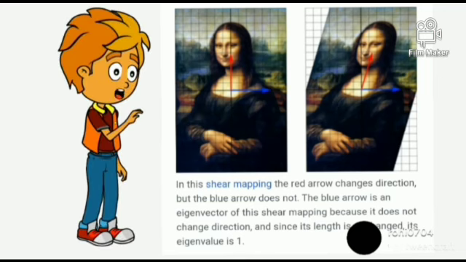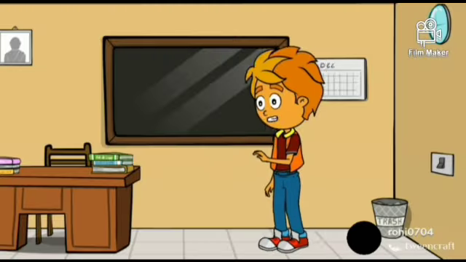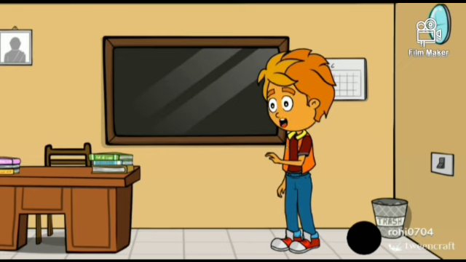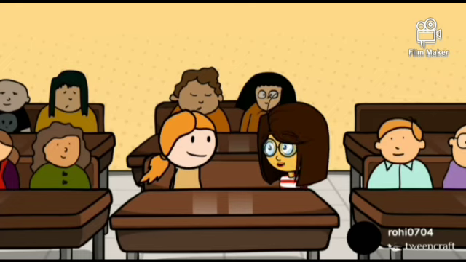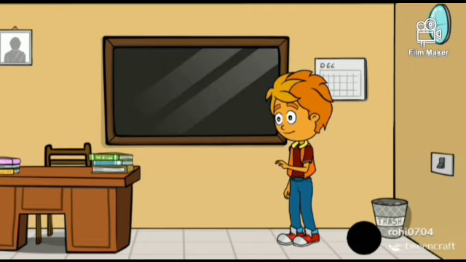The Mona Lisa example pictured here provides a simple illustration. Each point on the painting can be represented as a vector pointing from the center of the painting to that point. The linear transformation in this example is called a shear mapping. Okay, do you understand the concept until now? Yes, sir. Alright, this is the complete overview of the chapter Eigenvalues and Eigenvectors.